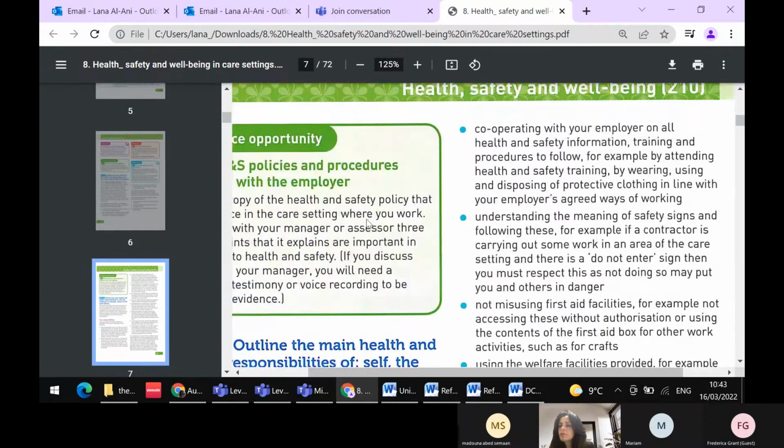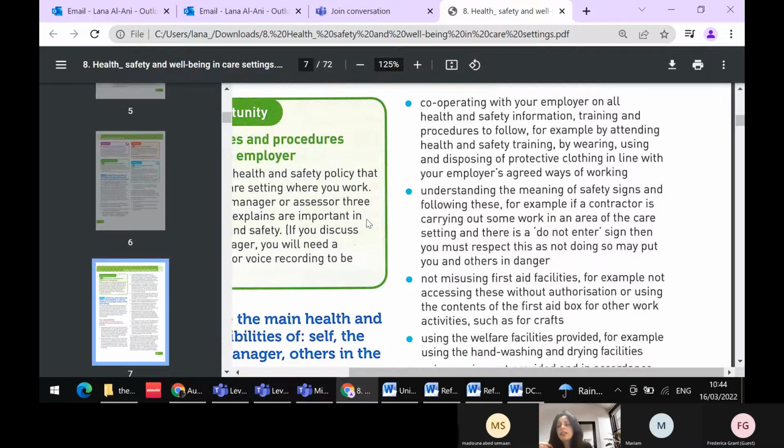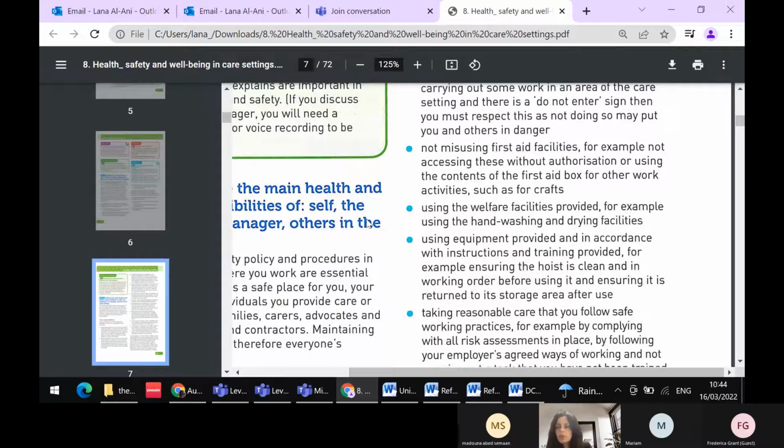Also, I cooperate with my manager at all times. If there is any training I need about health and safety, I would ask for my training. I always make sure I understand all the policy and procedure from day one at work. If not, I would ask my manager to confirm for me. Otherwise, this would pose danger to the people.